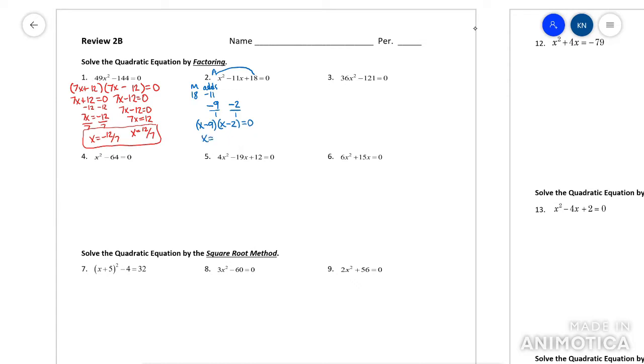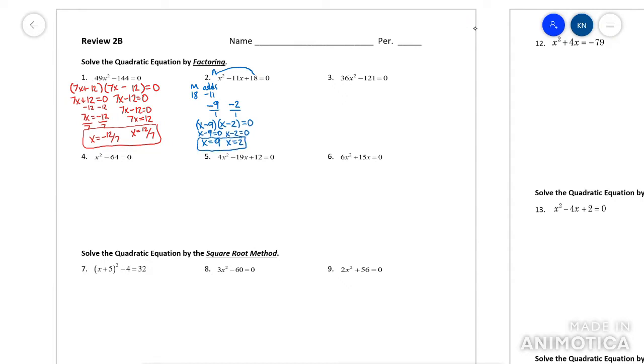So like x minus 9 equals 0. I'll show you that just so you don't mess it up on the test, because some kids do. X minus 9 equals 0. X minus 2 equals 0. Add 9. That's how I'm getting x equals 9. Add 2. That's how I'm getting x equals 2.